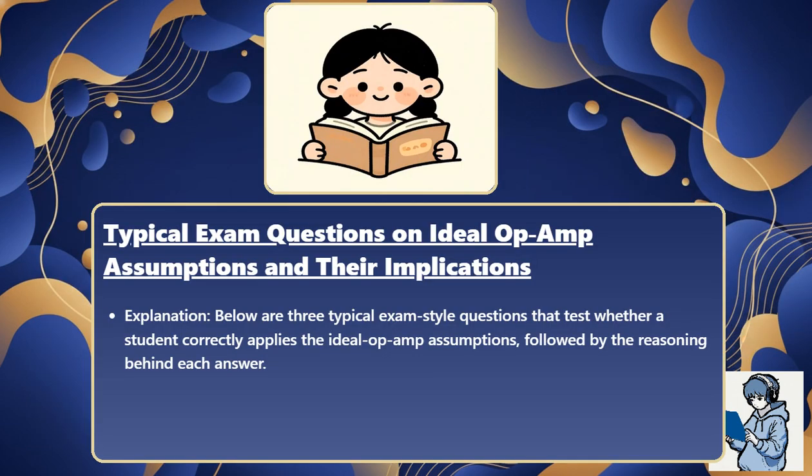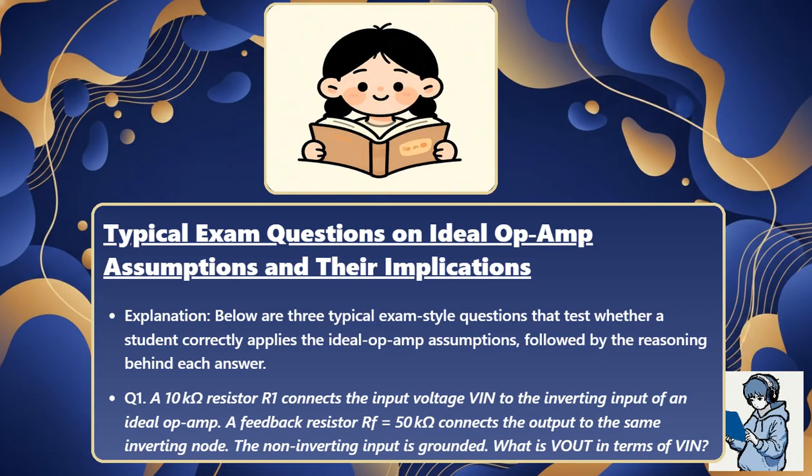Explanation: below are three typical exam-style questions that test whether a student correctly applies the ideal op-amp assumptions, followed by the reasoning behind each answer. Question 1: a 10 kilo-ohm resistor R1 connects the input voltage Vin to the inverting input of an ideal op-amp. A feedback resistor RF equals 50 kilo-ohms connects the output to the same inverting node. The non-inverting input is grounded. What is V out in terms of V in?